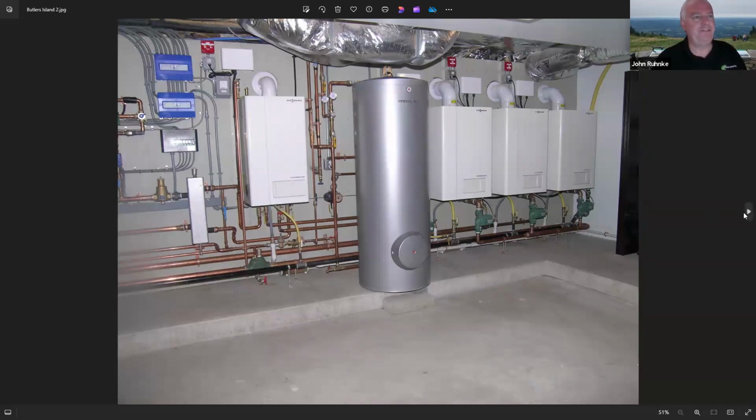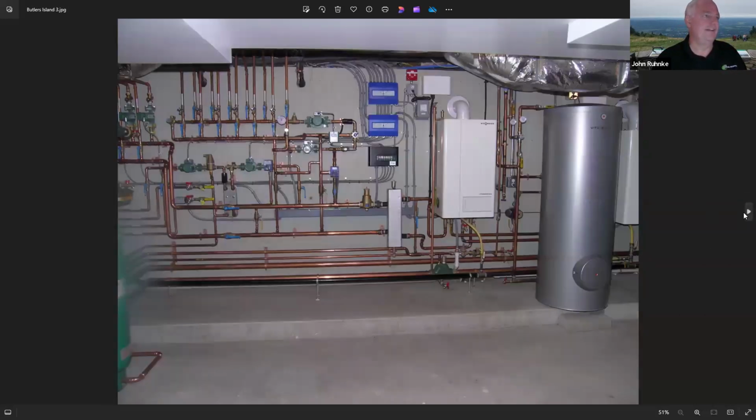I probably wouldn't do snow melt today, but I saw the movie An Inconvenient Truth in 2006. And this job was already in the planning stages. So that's my defense for installing snow melt.